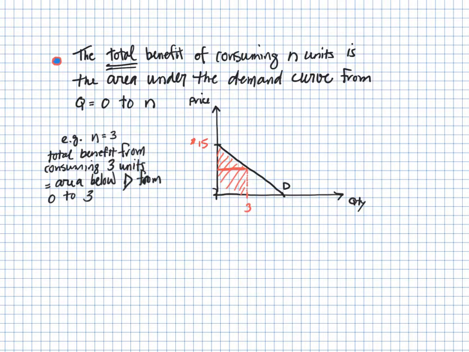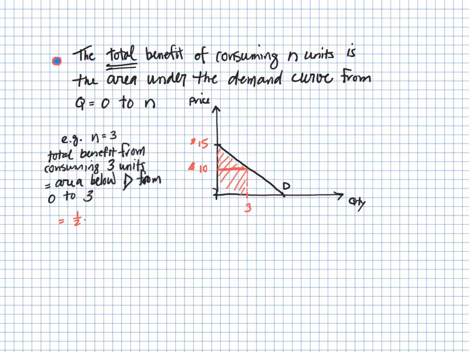Okay, so notice that this sort of irregular polygon here can be divided up into a triangle and a rectangle. Remember, at a quantity of 3, this was equivalent to a price of $10. So now once we have all of these numbers here, we can calculate the area of the little triangle, the area of the rectangle, add it together, and that's going to give us the area under the demand curve from 0 to 3.